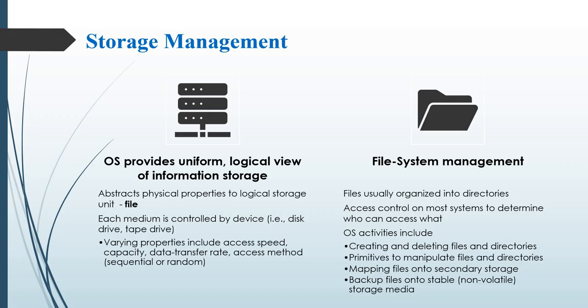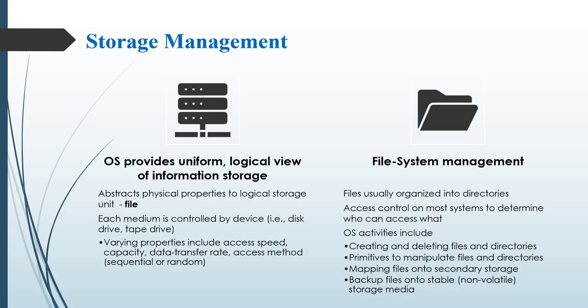If you take file management, usually the files are organized into directories. Access controls in most systems determine who can access a file and what kind of data can be accessed. If there are a number of users, not all users can be given access to all the files. So we give restrictions on who can access and up to what limit they can modify the particular data.